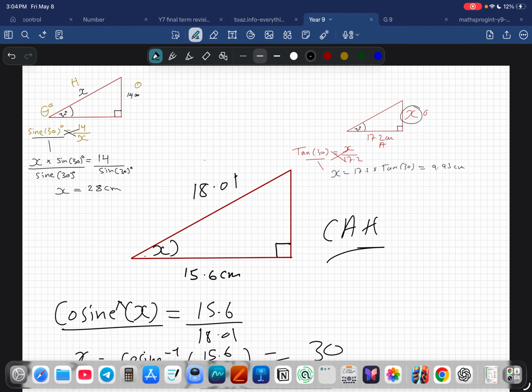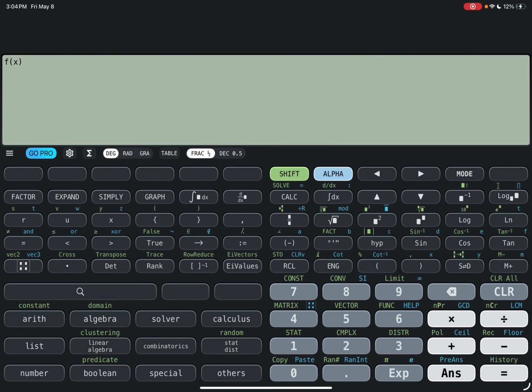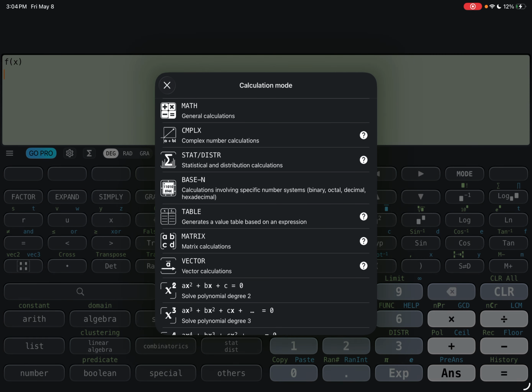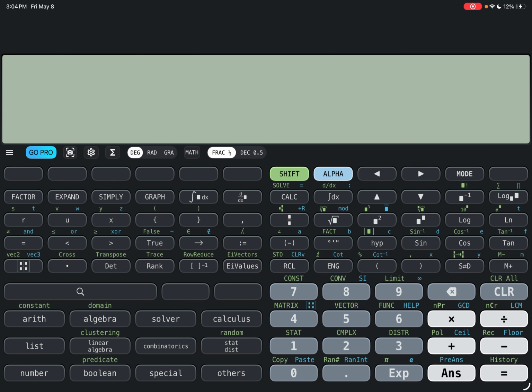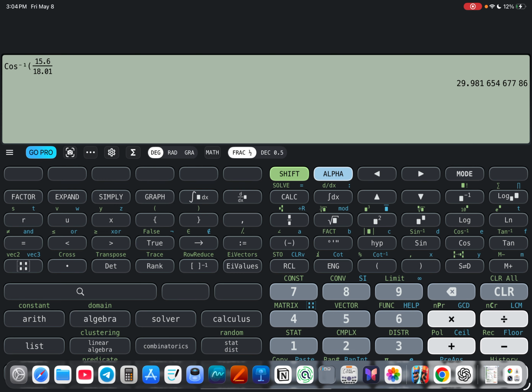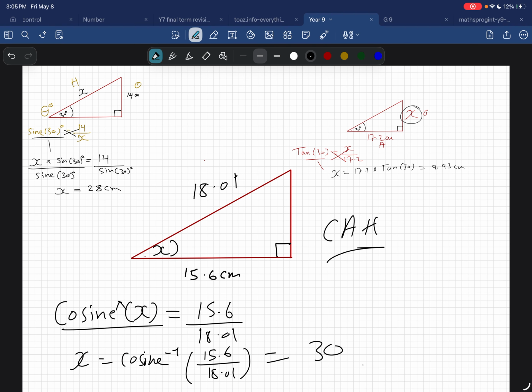So let's check it out together. Change the mode. So we're gonna press shift, and then we're gonna press cosine, so you're gonna have this form. Cosine, we said fraction bar, 15.6 over 18.01. Yeah, the nearest thing to 30, right? Look, it's 29.9. If we round, it's gonna be 30. So here you go. That's simple as it is. So when you don't have an angle, simply press shift cosine and you have this form in front of you.